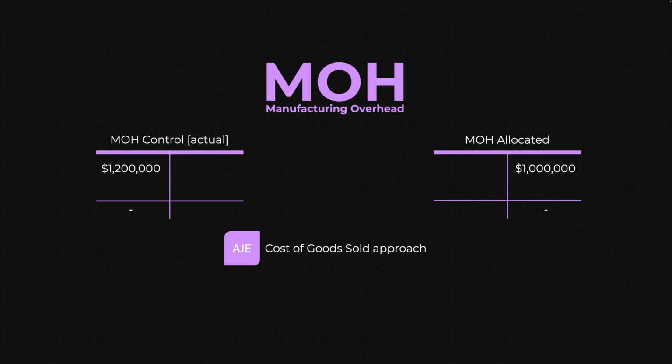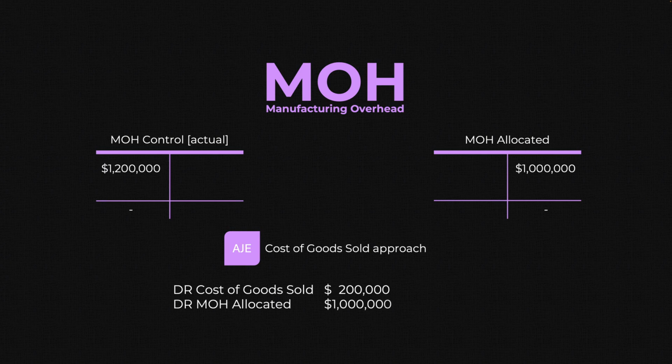We take the difference, in this case 200,000, and we put it to cost of goods sold. Because we are under allocated, we will debit the cost of goods sold for 200,000. Then we close MOH allocated by debiting the account for 1 million. And then we can close MOH control by crediting MOH control $1.2 million.